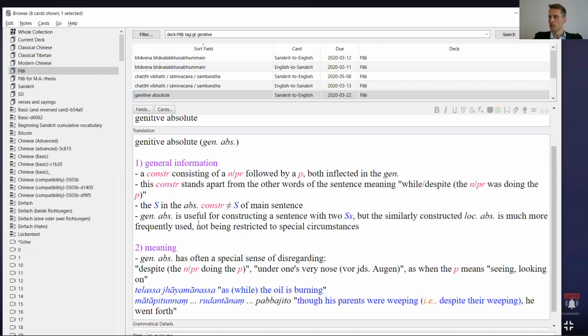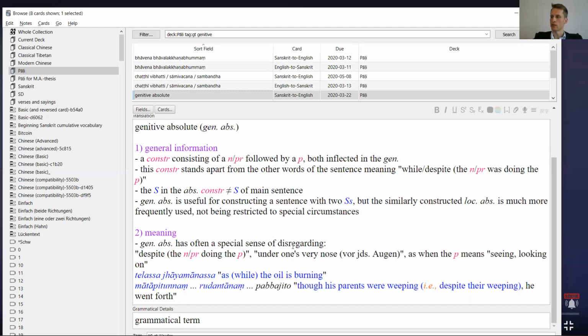The genitive absolute is useful for constructing a sentence with two subjects, but the similarly constructed locative absolute is much more frequently used, not being restricted to special circumstances. We will come to the locative absolute after some time. So the genitive absolute has often a special meaning of disregarding. So despite the noun or the pronoun doing the participle, or under one's very nose, or as when the participle means seeing or looking on.